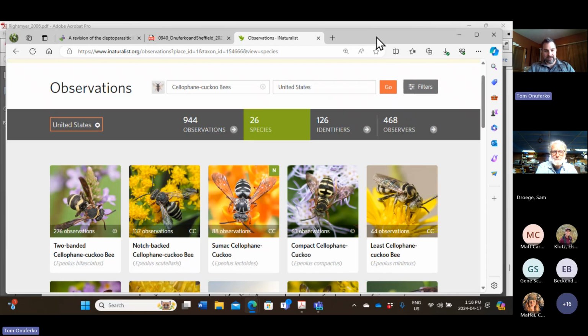That probably has to do with the fact that they're very closely tied to a single host genus, unlike genera like Coelioxys or Nomada. Epeolus parasitize a single genus of bees, and that is Colletes. And yeah, there's interesting stories about that.